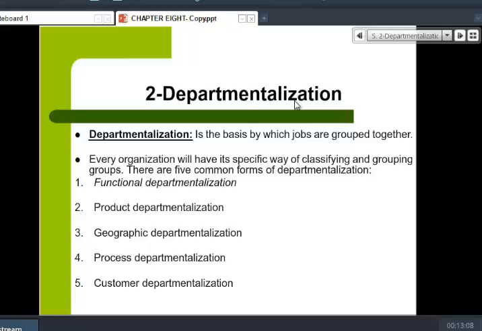The process department, we can call it, let's say, a visa department. A visa has a process: 10%, 50%, 70%, 100% complete. So this is called a process, and it is called a process department. A customer department is, let's say, the reception, which deals directly with the customers.